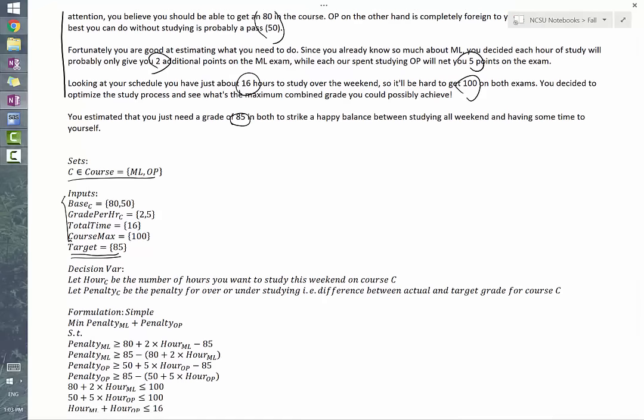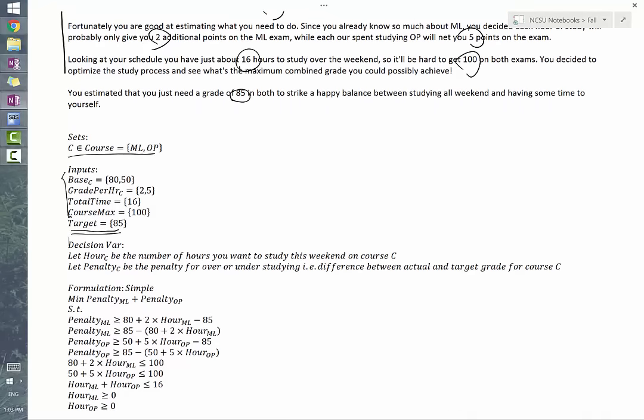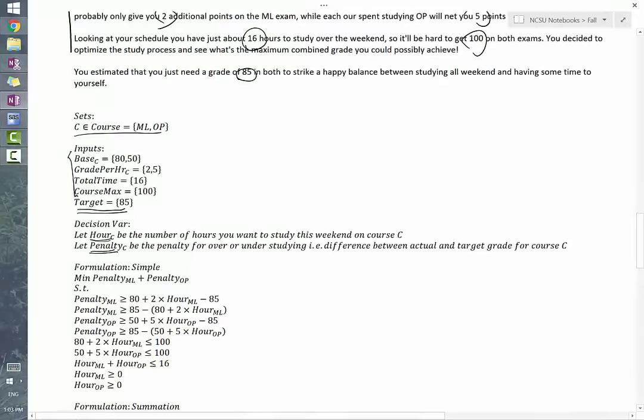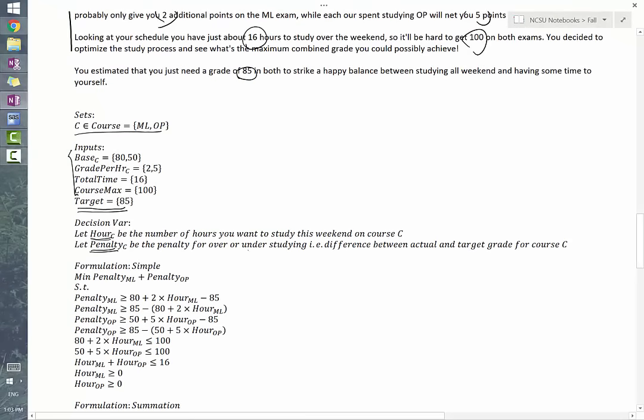And our decision variable in this case changes a little bit. So we are deciding, as usual, the hours we want to study for each course over the weekend. But moreover, we're creating a penalty variable, and we're calling that the penalty for over or under studying, i.e. the difference between actual and target grade for course C. Why are we doing this? Well, because we want to essentially minimize the absolute value of actual grade and target grade.